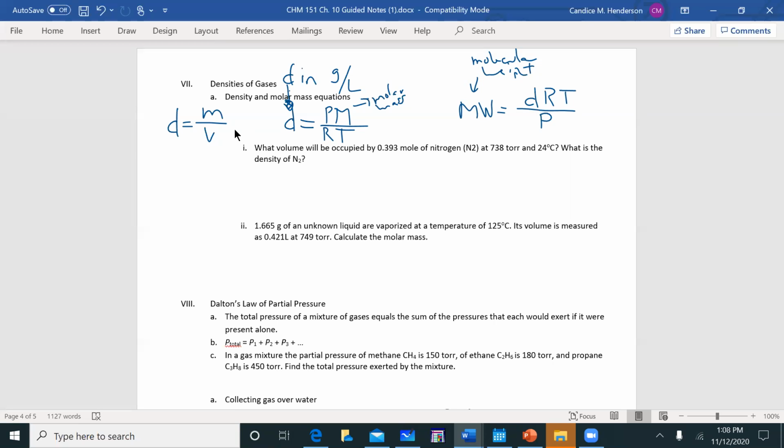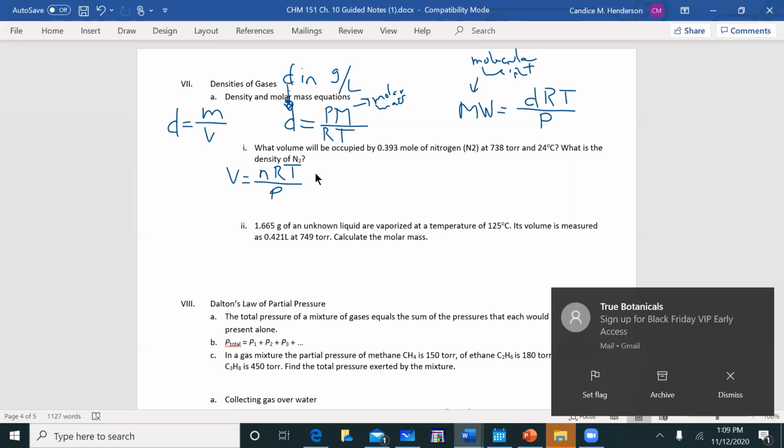We've got a set of parameters. It says what volume will be occupied by 0.393 moles of N2 at 738 torr and 24 degrees Celsius. And then it also says what is the density of N2. So the first part, for volume, we can use our PIVNERT equation, PV equals nRT. And if I isolate for V, volume will equal nRT all over P.